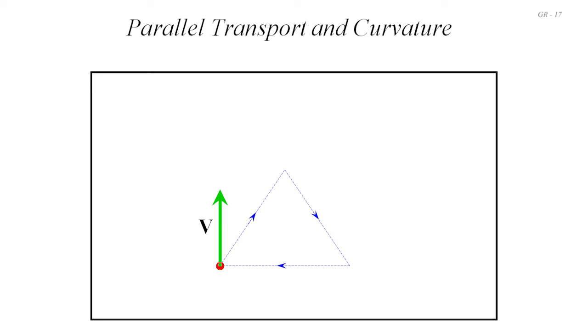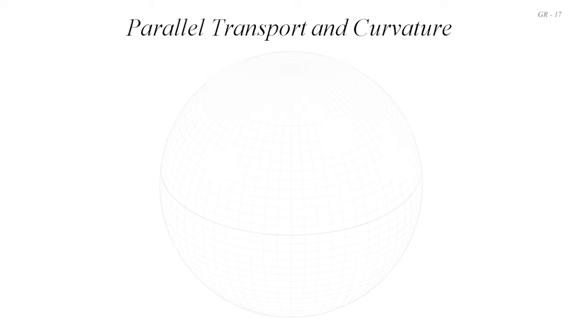Now, here's where that idea is helpful in defining what we mean by not just curvature, but the curvature at a point. We'll now imagine exactly the same thing, but this time we'll do it with a vector in a curved space. And as an example, we'll take the two-dimensional surface of a sphere.